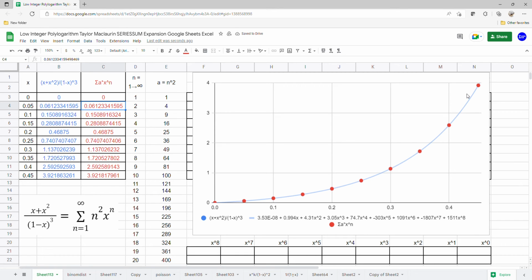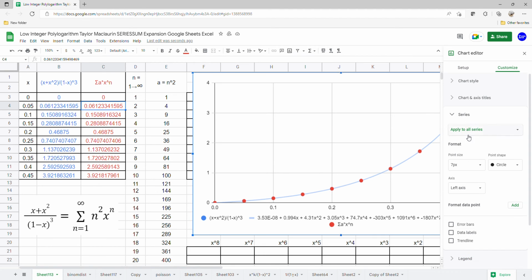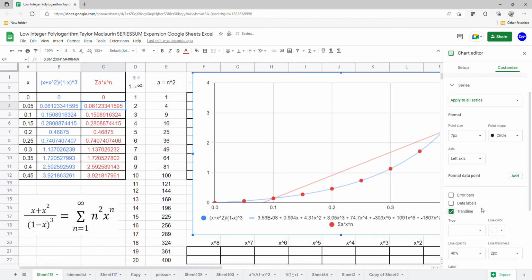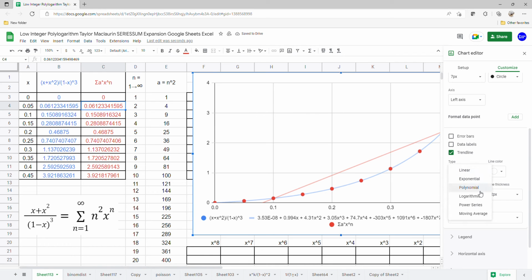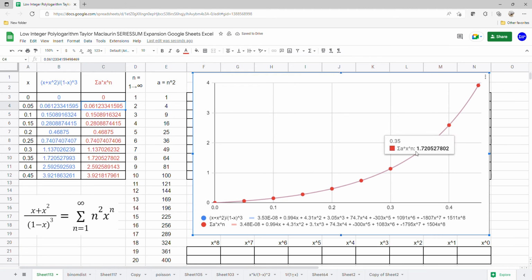And we show the trend line. So edit the chart, series, trend line, the type, polynomial, the degree 8. For the label, use the equation. So here we have the trend line and the polynomial.